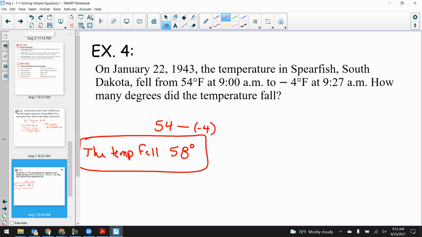Did we necessarily need an equation for that one? No, we could just logically reason it through. It went down 54 degrees to go to 0. And then, like you said, absolute value, 4 more degrees down at the bottom there. It goes back into the negatives 4 more degrees.